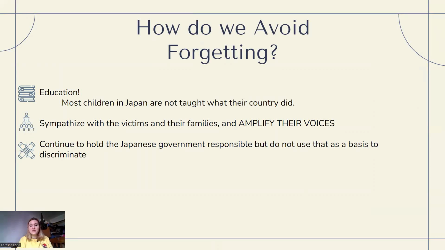We also need to continue to hold the Japanese government responsible, but we should not use this as a basis to discriminate. We need to make sure that the Japanese government recognizes and apologizes for what it has done in the past, but we should not use this as a basis to discriminate against the Japanese people.